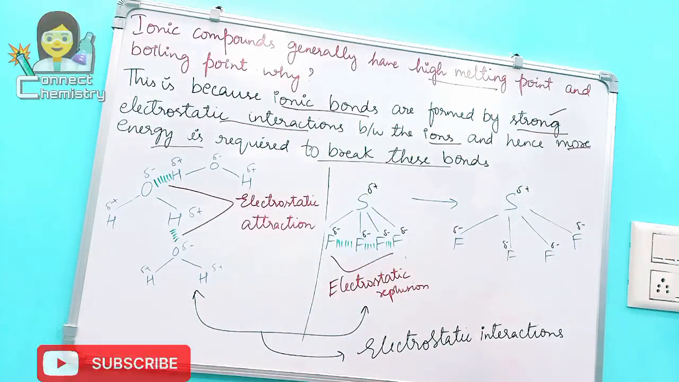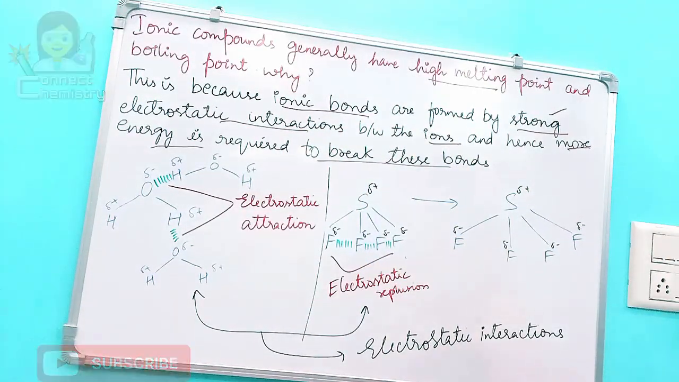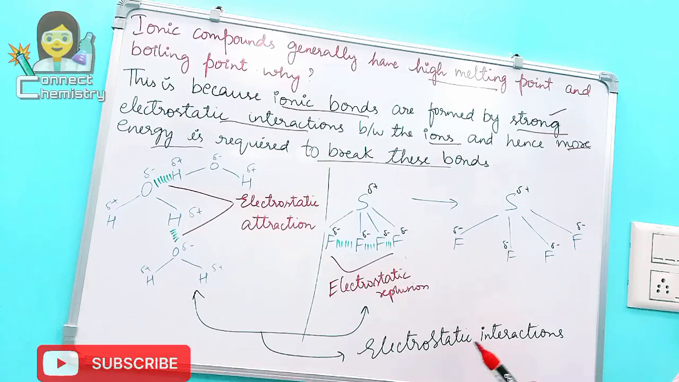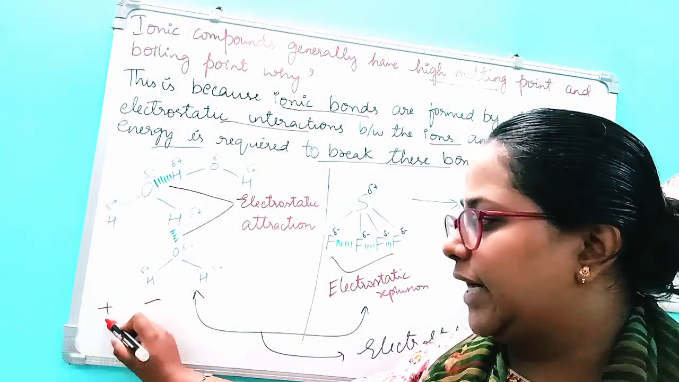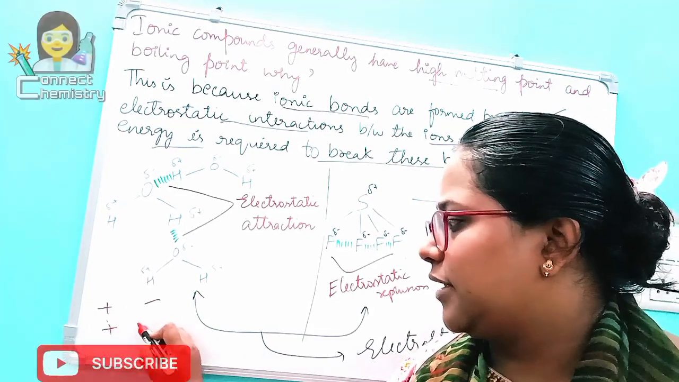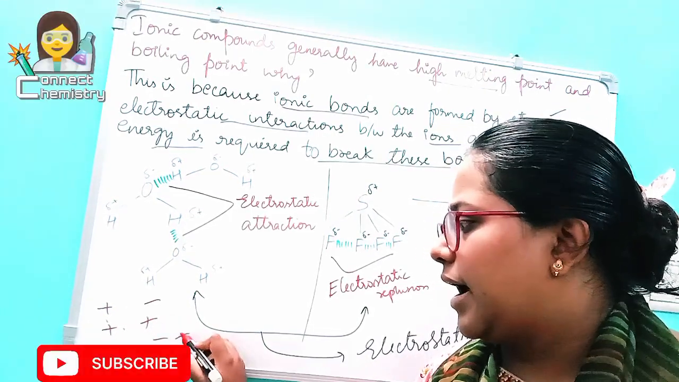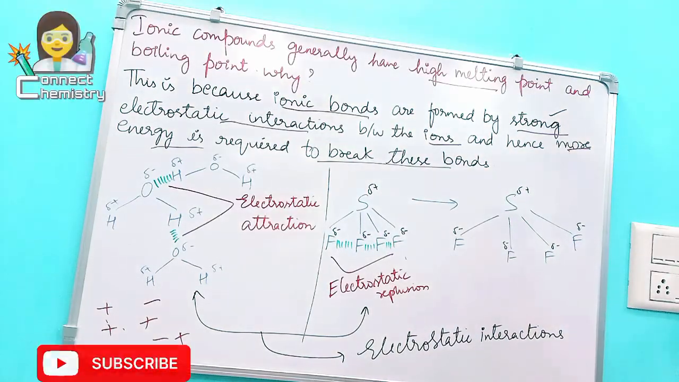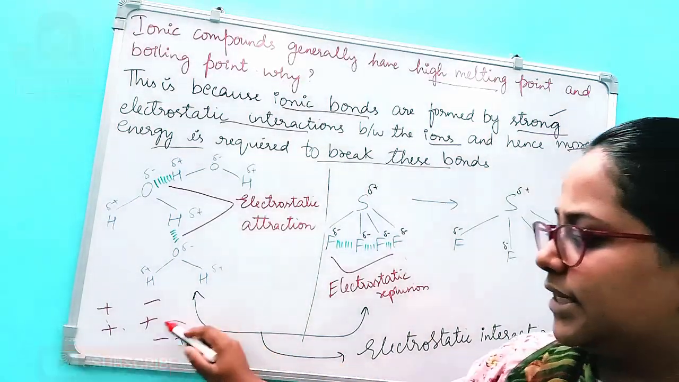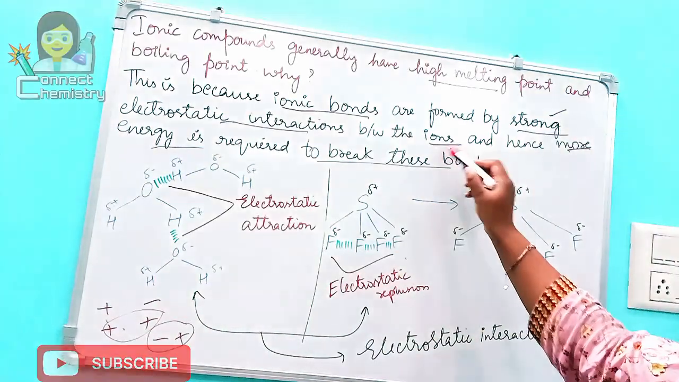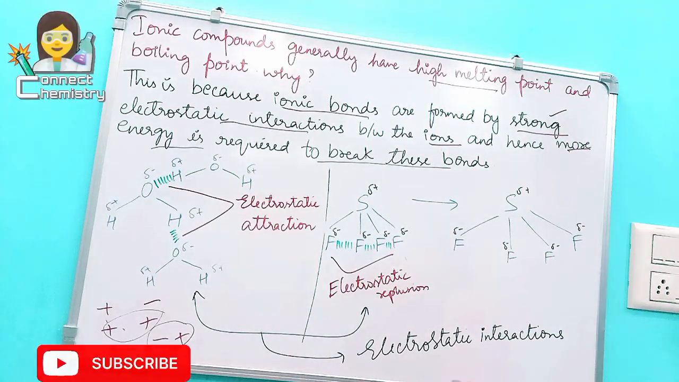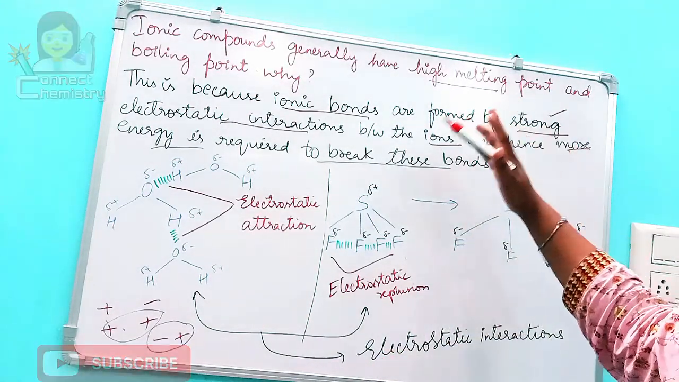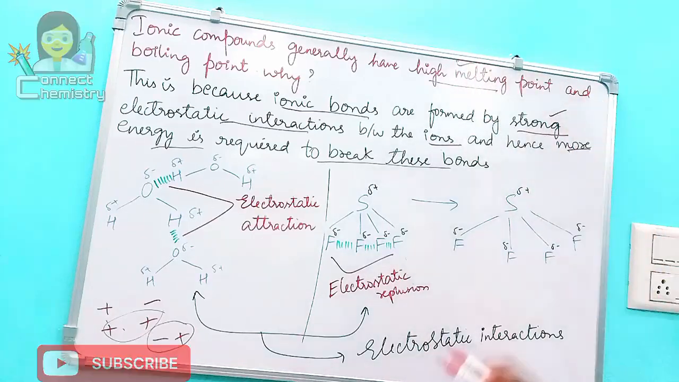Electrostatic interaction has attraction and repulsion. Electro is nothing but electric force, and statics refers to ions. So electrostatic is nothing but the positive and negative charges, whether it repels or attracts. This is the electrostatic interaction between the ions. This phenomenon occurs between the ions, and because of this, more energy is required to break that bond. So ionic compounds have high melting and boiling points.